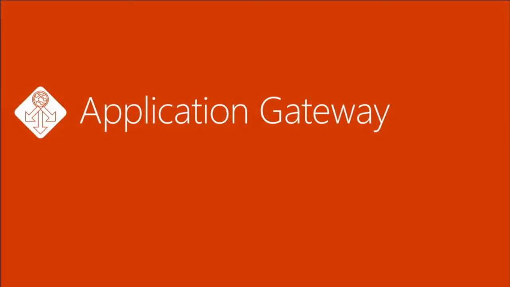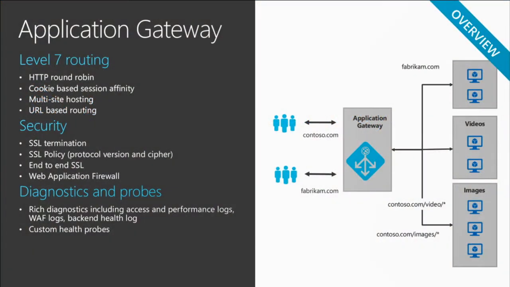So let's go a little bit deeper into Application Gateway. This is an overview slide. It's not possible to cover each and every feature detail, but I wanted to just show an overview of what we offer today. We offer a lot of layer 7 specific routing.